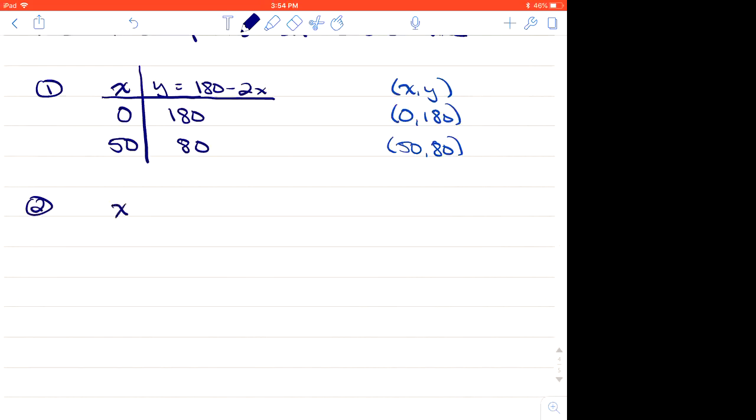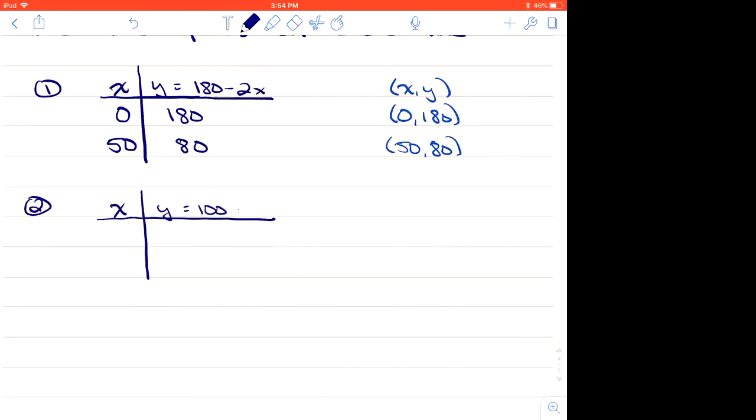We have to pick x values again. y equals 100 minus x over 3. Again, x is 0 is really nice to deal with. It gives a y of 100. Now let's pick a nice value of x, something divisible by 3, perhaps.